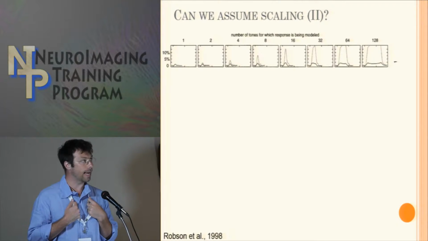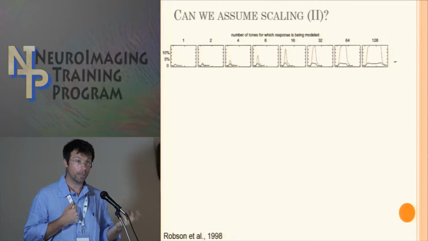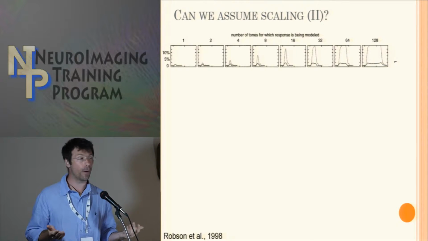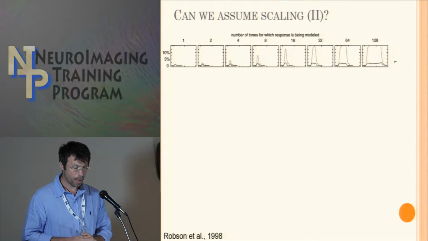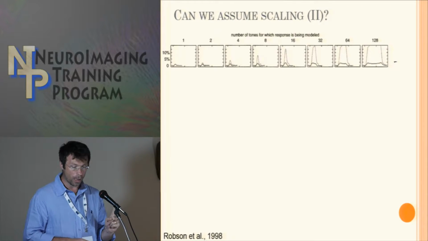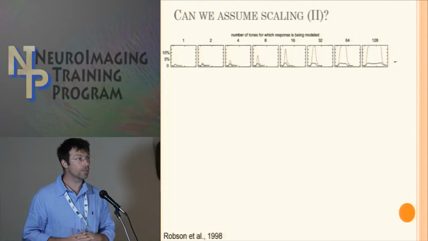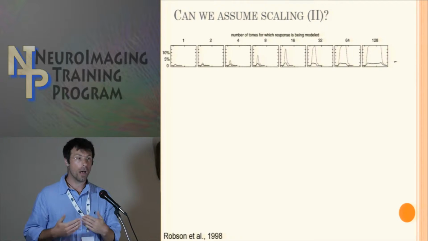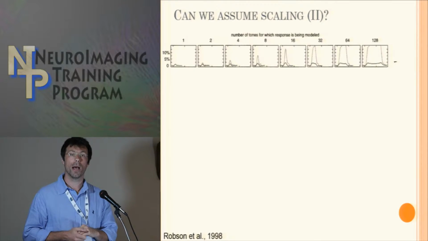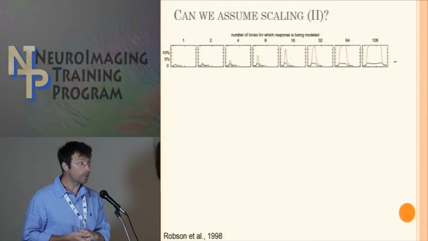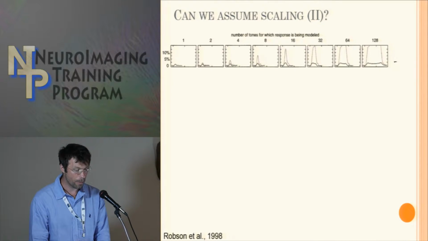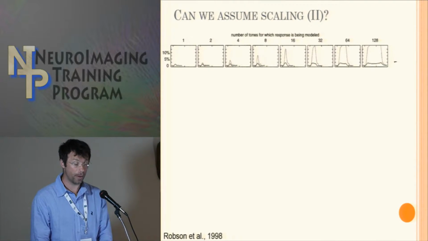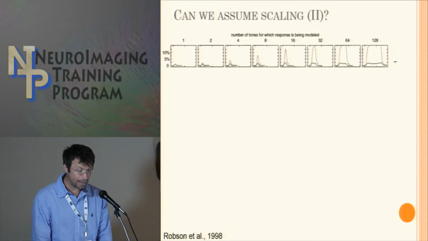The stimuli were auditory tones, and you could have one tone, two tones, four, 8, 16, et cetera. And then they did the following. They said, well, if the system is linear and scales linearly, I should be able to take the response to one tone, multiply it by 2, and approximate pretty well the response to 2 tones. I should be able to take the response to 1, multiply it 128 times, and get a reasonable approximation of a response to 128 tones.